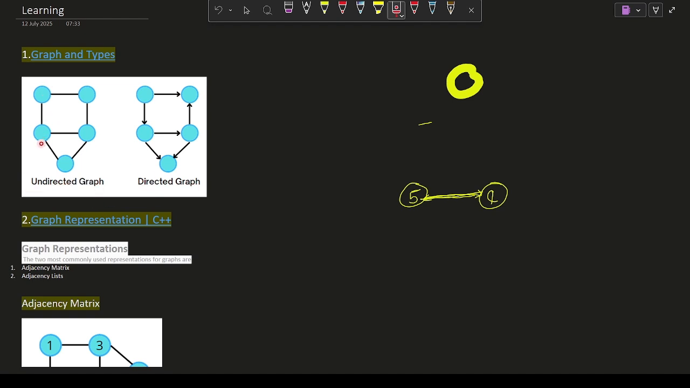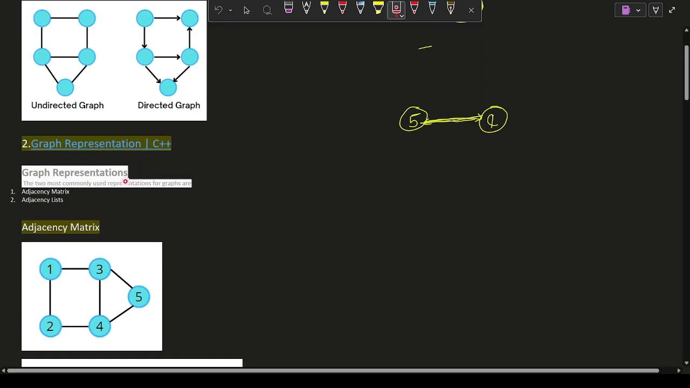In an undirected graph, there is direction on both sides. You can go like this and also like this. And in a directed graph, there is only one direction, like this. You can go either this way or this way, only one of them.